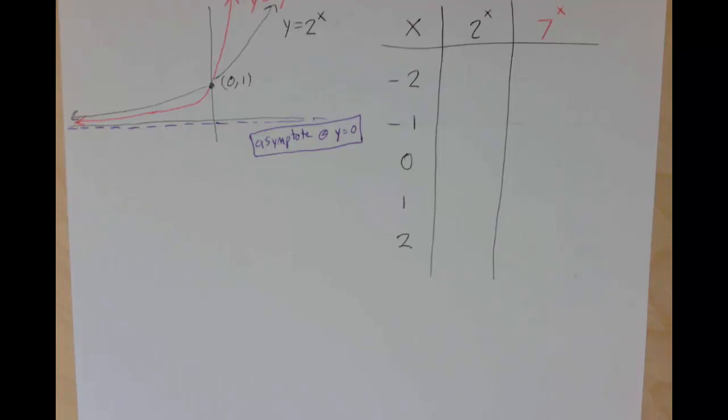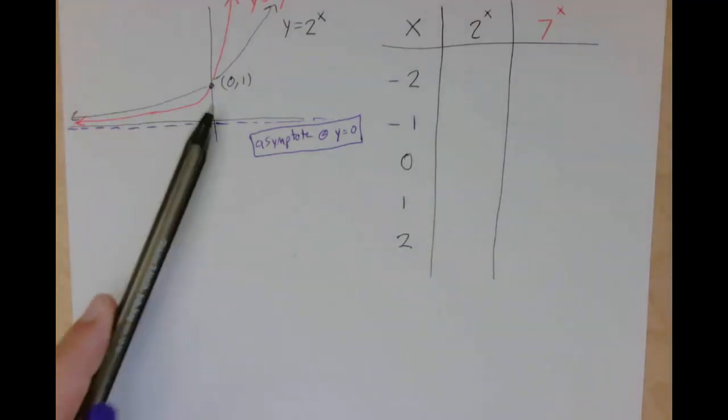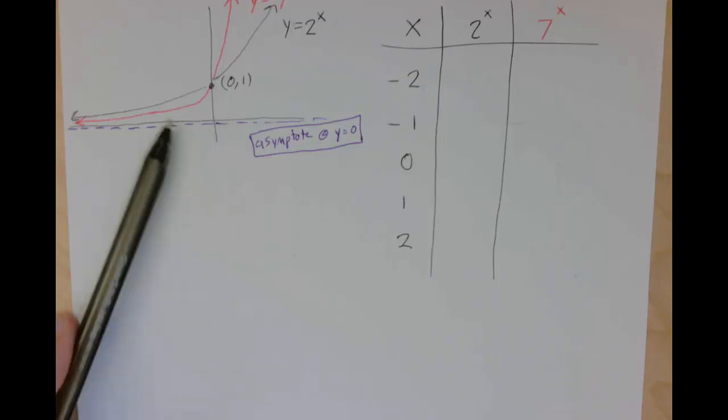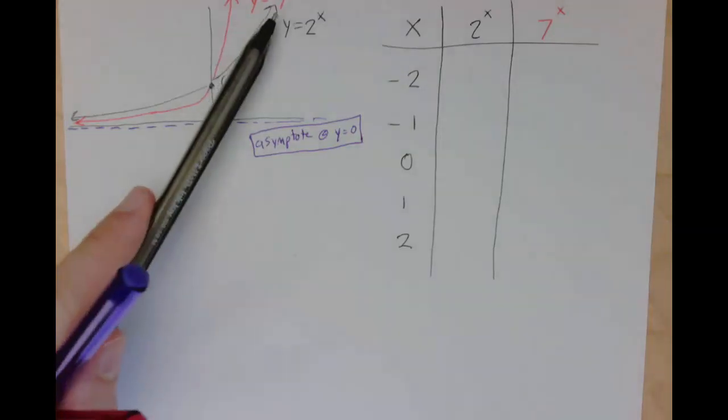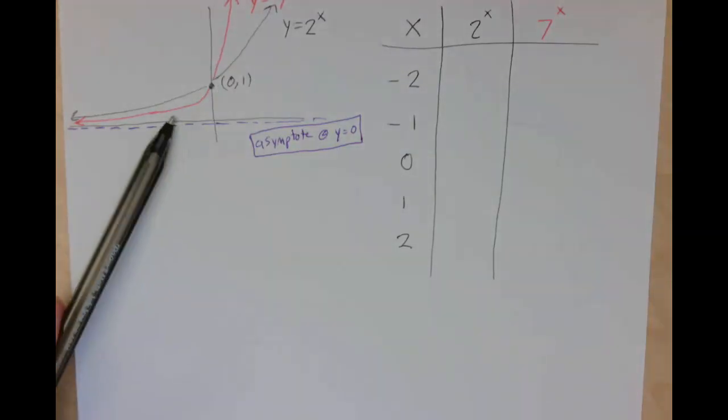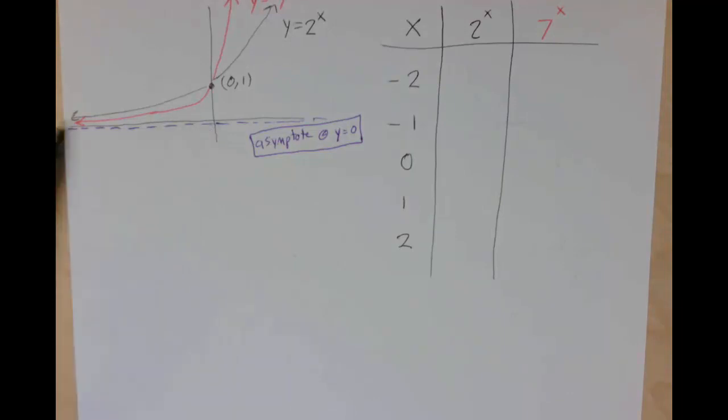The exponential family looks like this as long as the base of the exponential is a number larger than 1. Things that we need to explain here are: why are the points (0, 1) common? Why do larger bases yield smaller outputs when the input is less than 1? And what's happening with this asymptote at y equals 0?